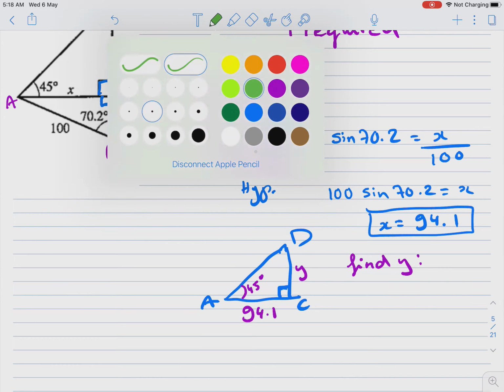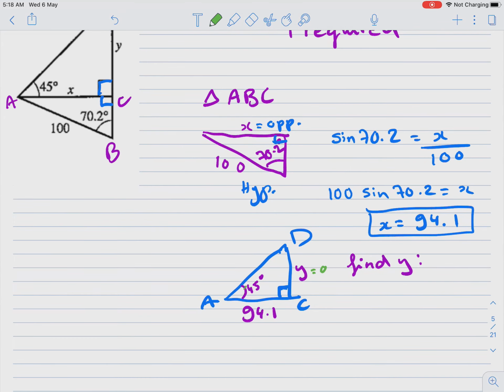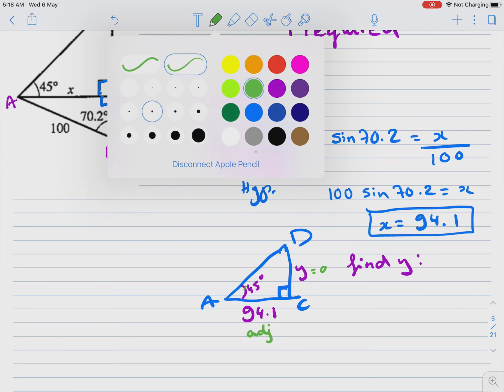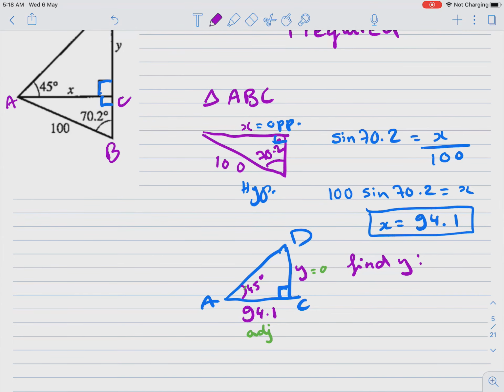Now the y is opposite to 45 degrees. And the AC is the adjacent, because it is not opposite to the 90 degrees and it is next to the 45 degrees. So this is the adjacent and y is the opposite. So now I can calculate the y. Which rule deals with opposite and adjacent? It is tan. So tan 45 is equal to y over 94.1.